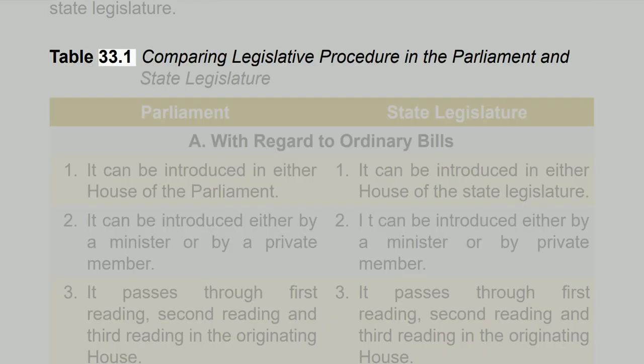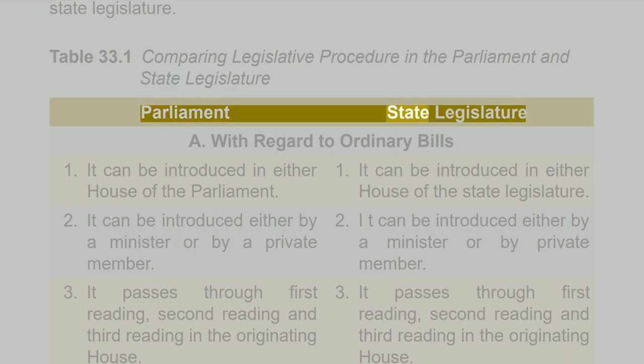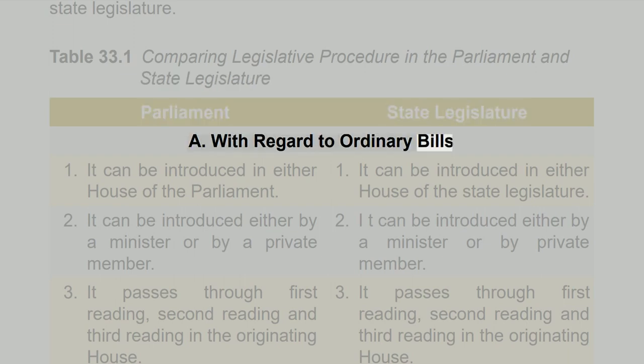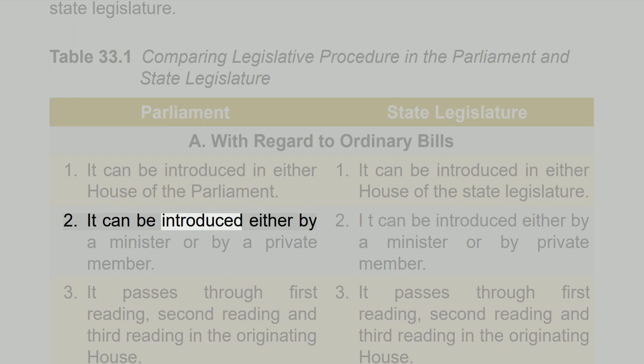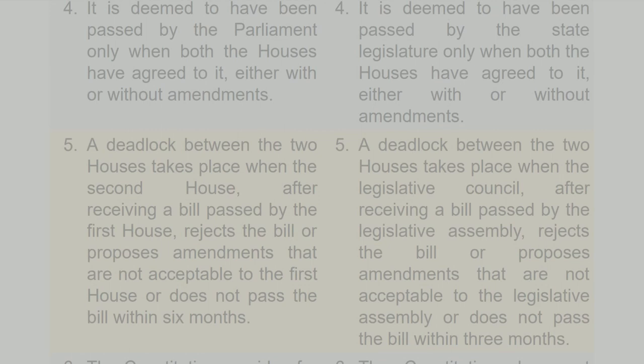Table 33.1 Comparing legislative procedure in the Parliament and State Legislature. Parliament, State Legislature. A. With regard to ordinary bills. 1. It can be introduced in either house of the Parliament. 1. It can be introduced in either house of the State Legislature. 2. It can be introduced either by a minister or by a private member. 2. It can be introduced either by a minister or by a private member. 3. It passes through first reading, second reading and third reading in the originating house. 3. It passes through first reading, second reading and third reading in the originating house. 4. It is deemed to have been passed by the Parliament only when both the houses have agreed to it, either with or without amendments.